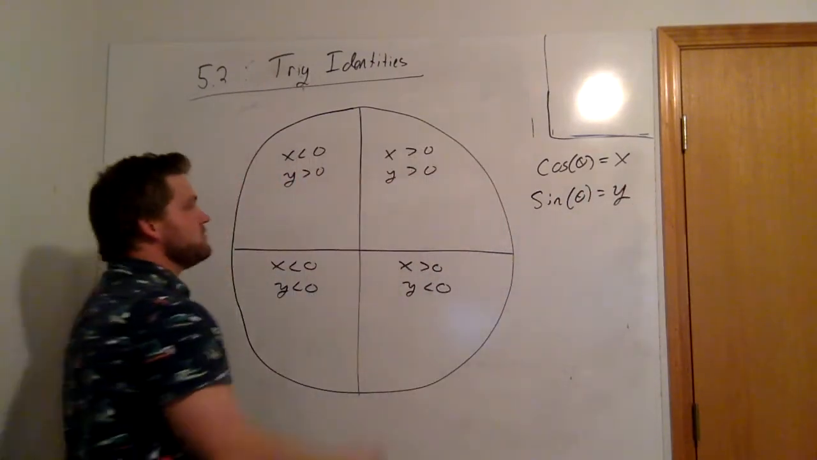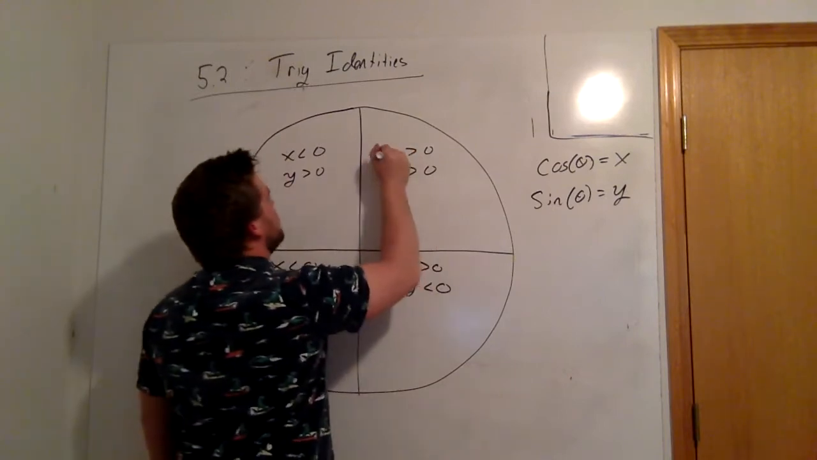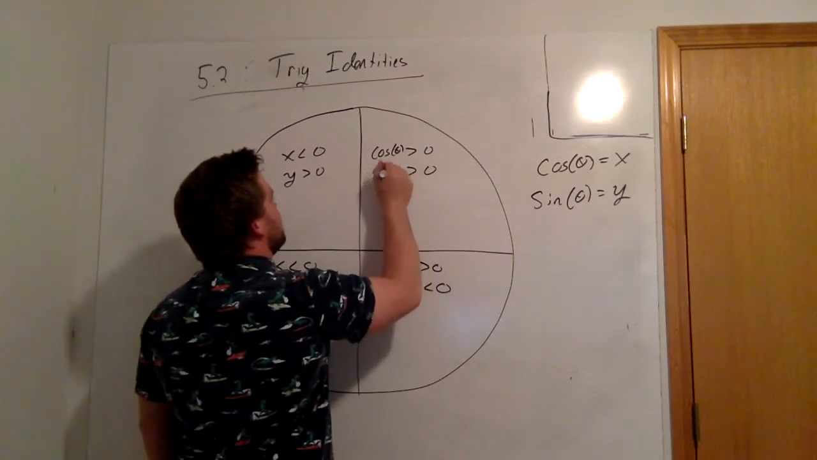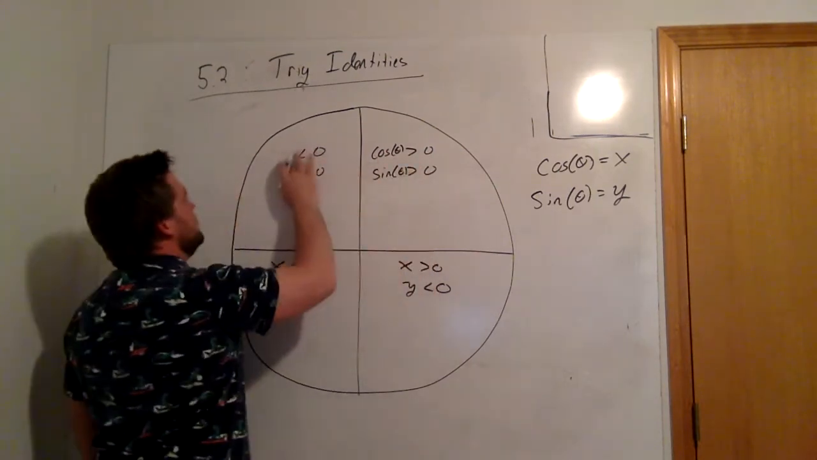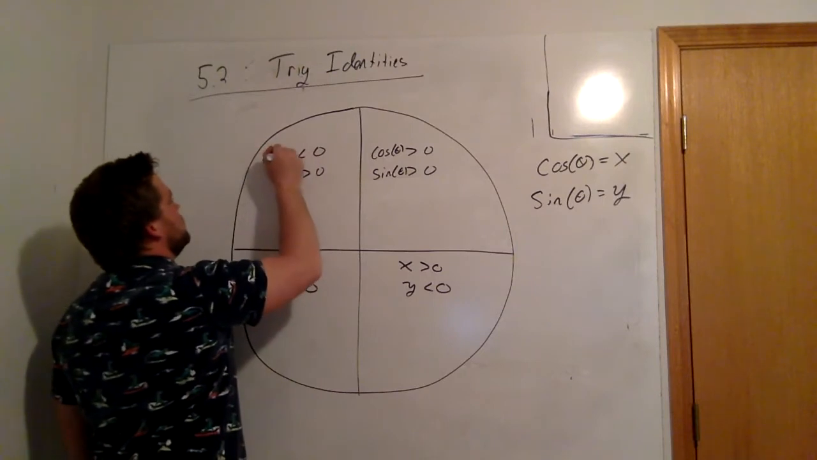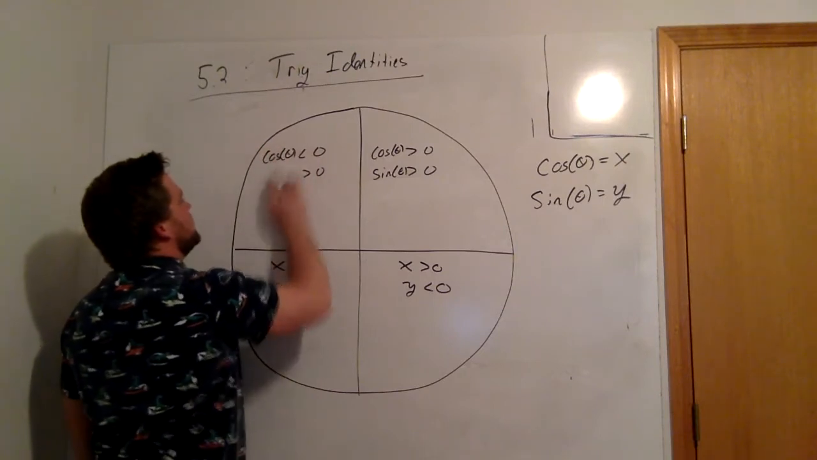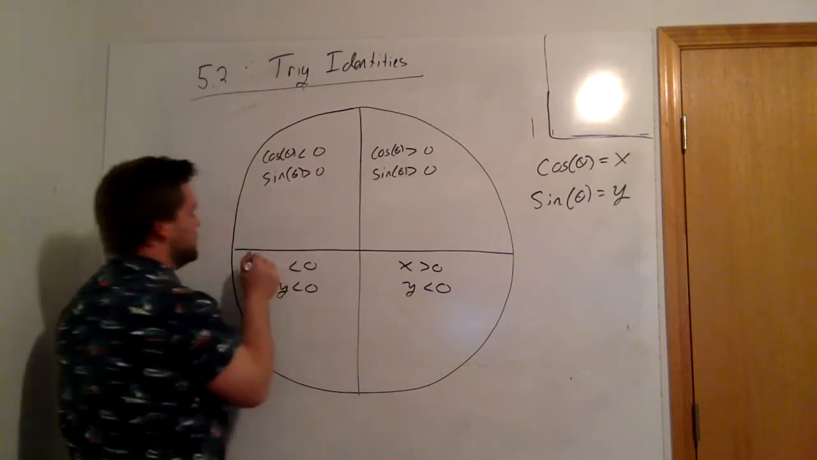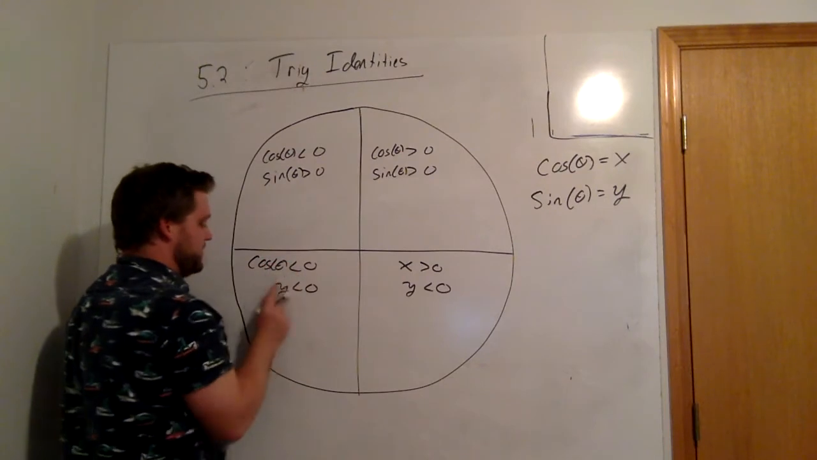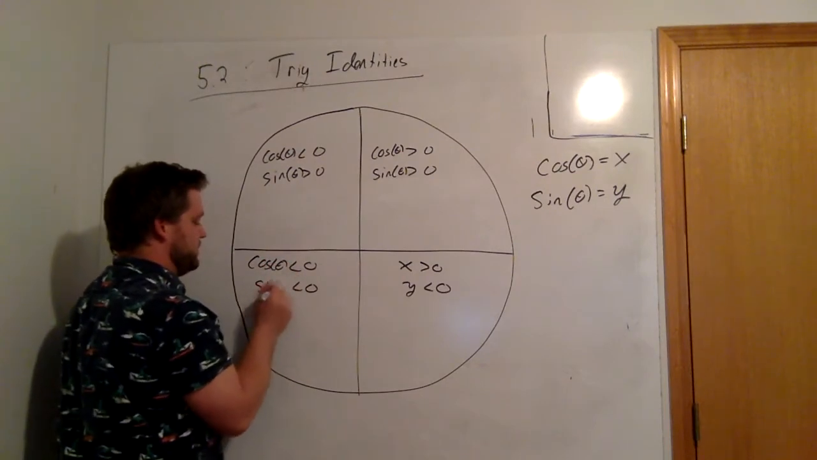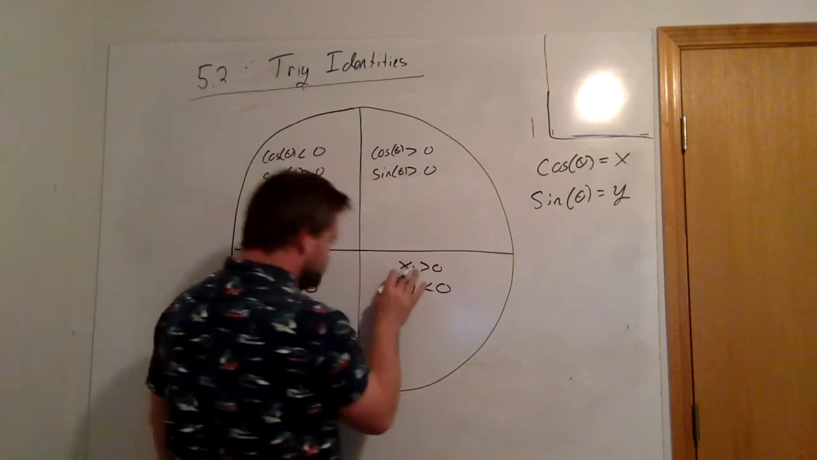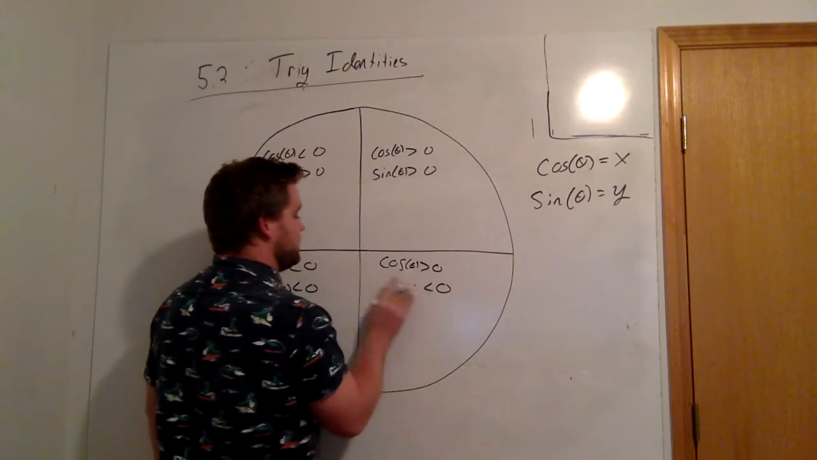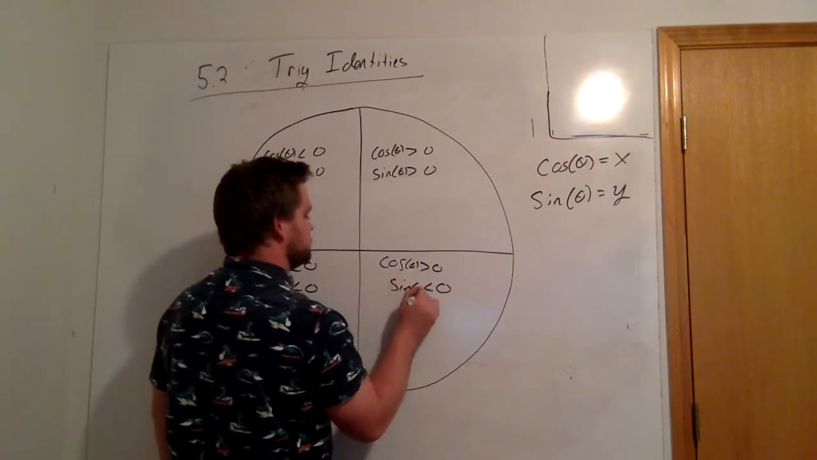So that means in the first quadrant cosine is positive and sine is positive. Similarly, in the second quadrant, cosine is negative and sine is positive. In the third quadrant, cosine is negative and sine is negative. Over here, fourth quadrant, cosine is positive and sine is negative. Okay.